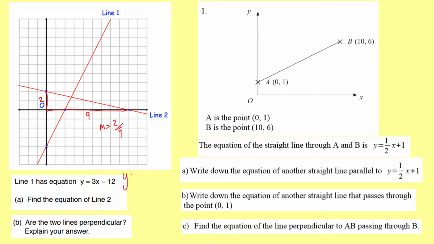So I'm using y equals mx plus c. Now be careful. This is going downhill. So it's minus 2 over 9. So substitute that in. So y equals minus 2 over 9 x. We can see the y-intercept, and that's at 2. So that's done, and that should be really straightforward and easy for you now.